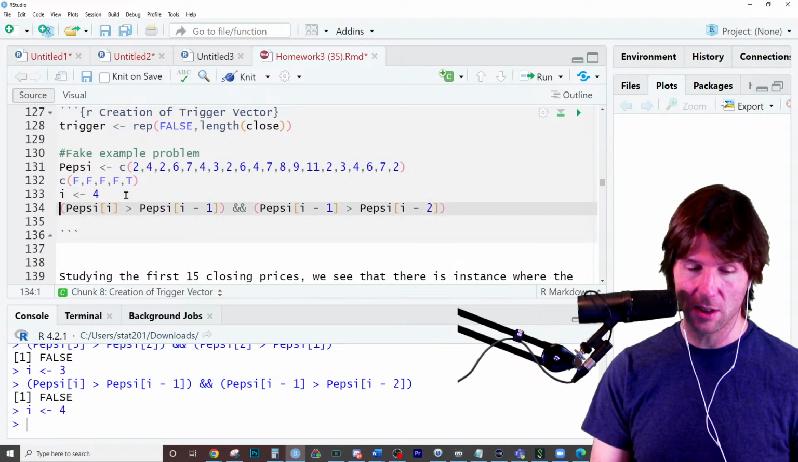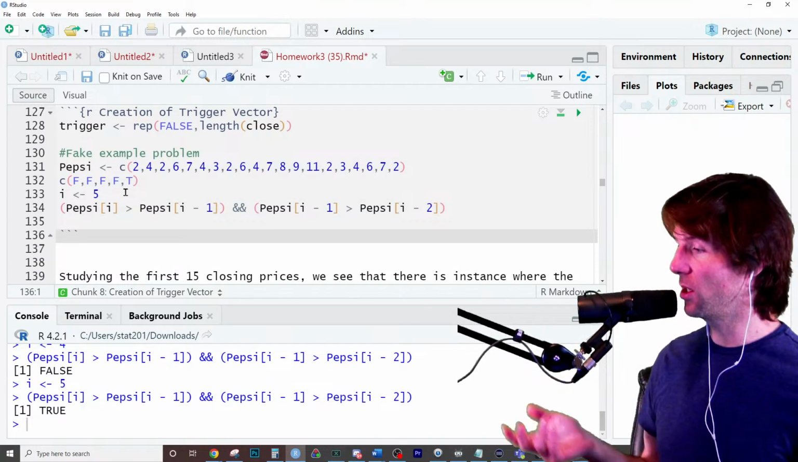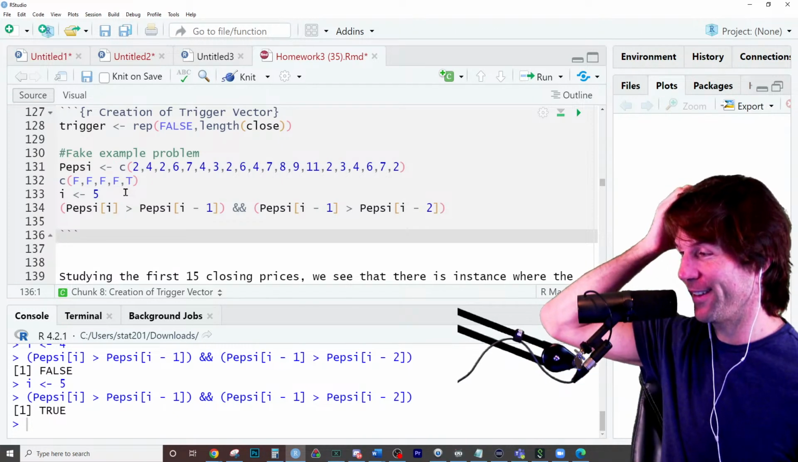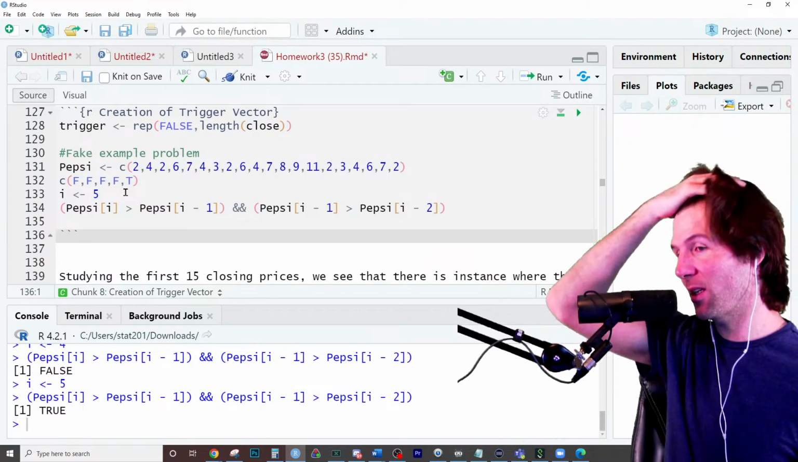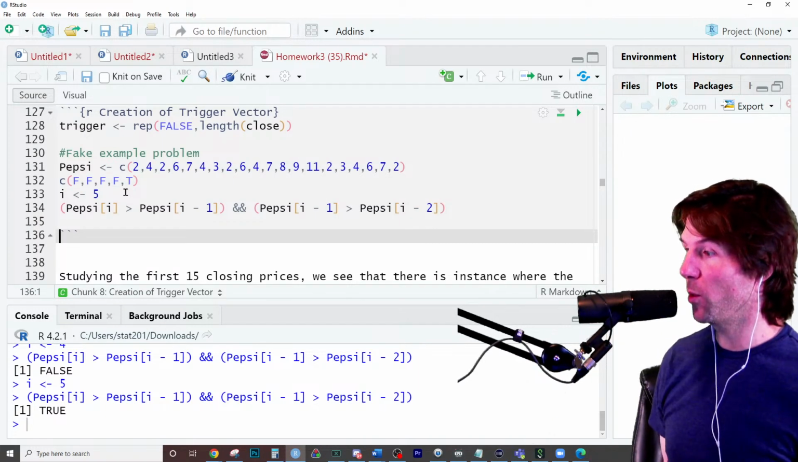But I can now change it. And remember, we should see it buy on the 5th. And check it out. This confirms it works. Exactly. And does that make sense? I just ran it for the 5th element and confirmed it works. So now I know my code works.